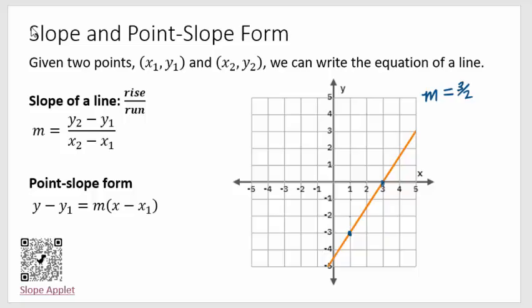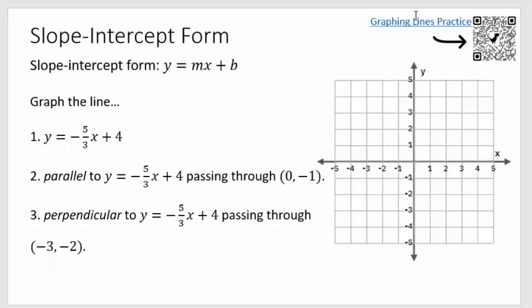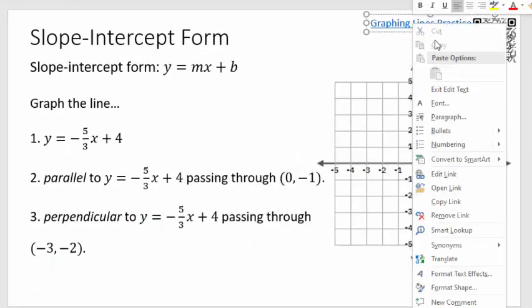Well, now I'm going to use the slope and one of the points that I know in point-slope form in order to find an equation of the line. So substituting those values and then simplifying, we determine that the y-intercept is in fact -4.5. And my equation of the line is y equals 3/2 x minus 9/2. Well, here is another applet if you are interested to practice graphing lines.